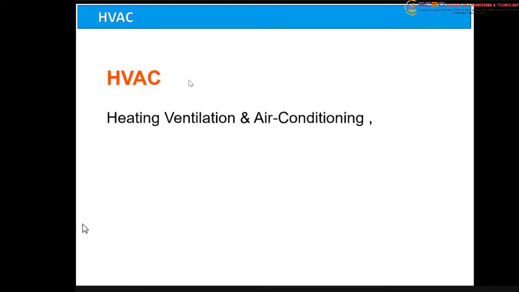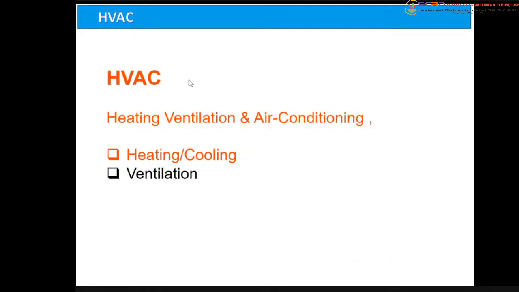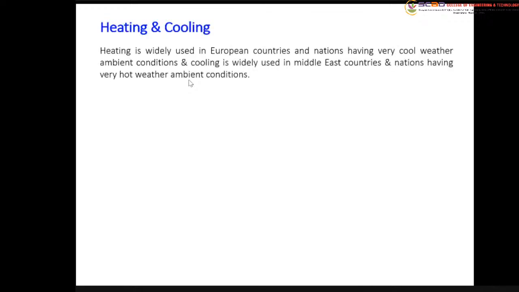Here is the answer. HVAC means heating, ventilation, and air conditioning. What does heating mean? Heating and cooling. The next one is ventilation. The next one is air conditioning. So now we are going to see what is heating and cooling. Anybody knows? Everybody knows heating and cooling. In common life, everybody knows what is heating and cooling. In terms of air conditioning, what does it help?